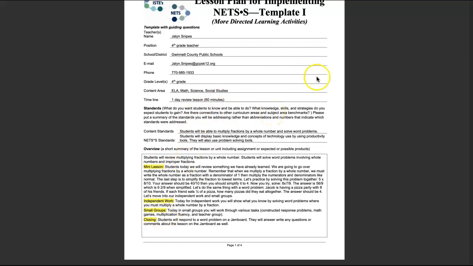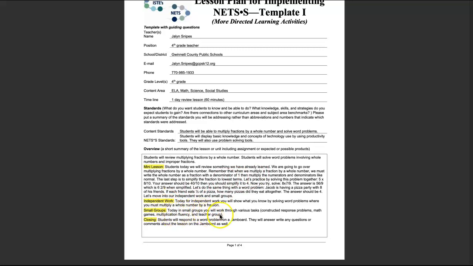They were working on, again, multiplying fractions by a whole number and solving word problems. It started with a mini lesson where students review something we have already learned to activate their background knowledge. I reminded them that when we multiply a fraction by a whole number, we must write the whole number as a fraction with a denominator of 1, then multiply the numerators and denominators like normal. After the mini lesson, we solved a problem together, and then I allowed students to go into their independent work. For independent work, you will show what you know by solving word problems where you must multiply a whole number by a fraction.